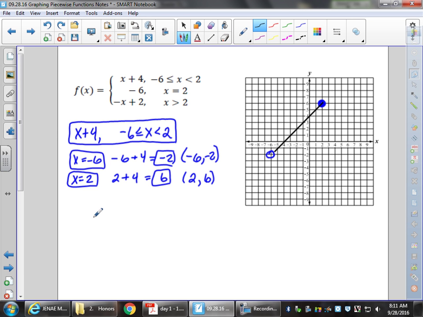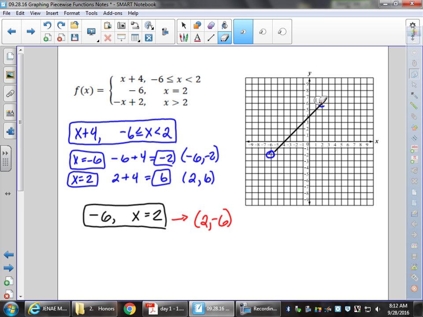So the question came up about the second piece. What comes up from the second piece? How many points do you have? Only 1. So this is going to be a special case where it's giving you a single ordered pair. What's the ordered pair? Very good. 2 comma negative 6, and that's it. I'm backwards on what's open and closed here.